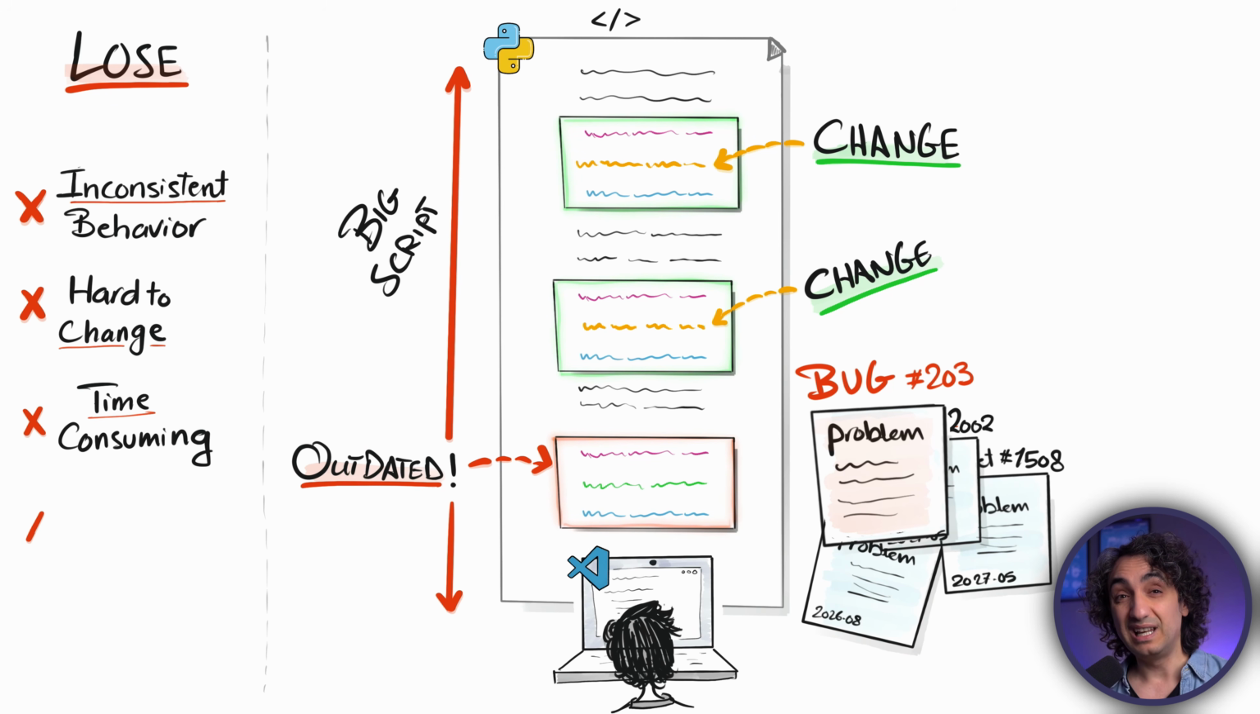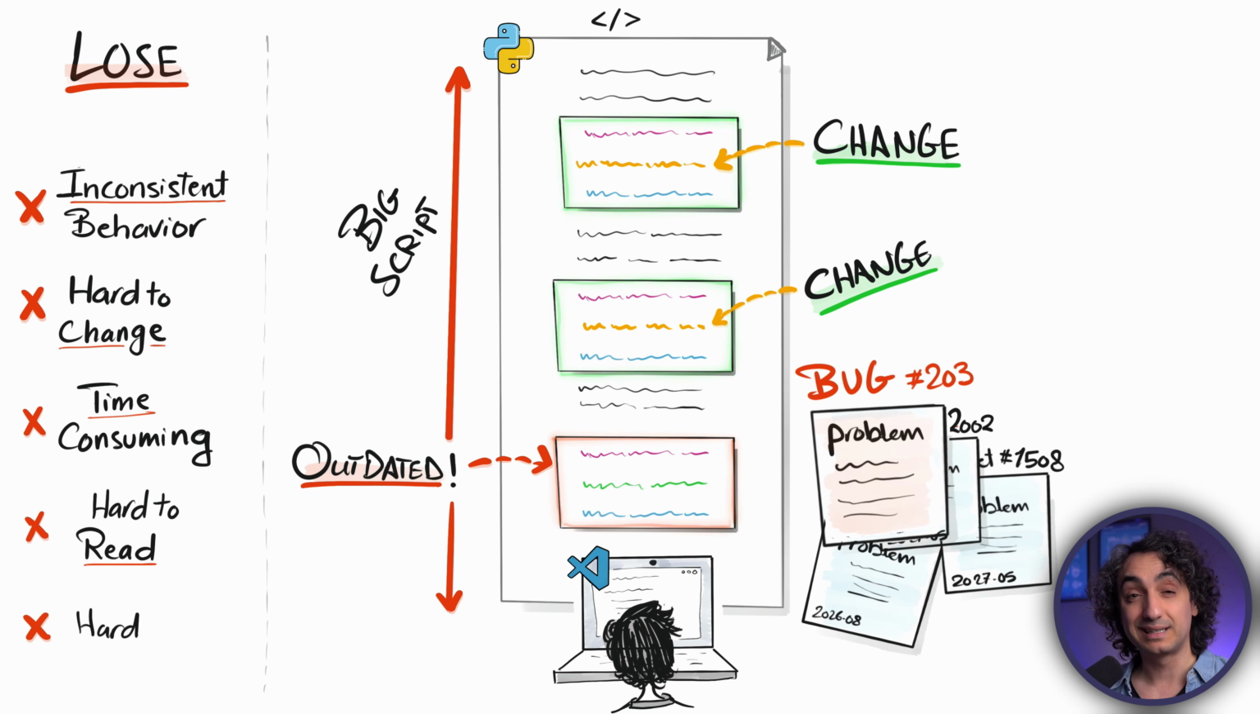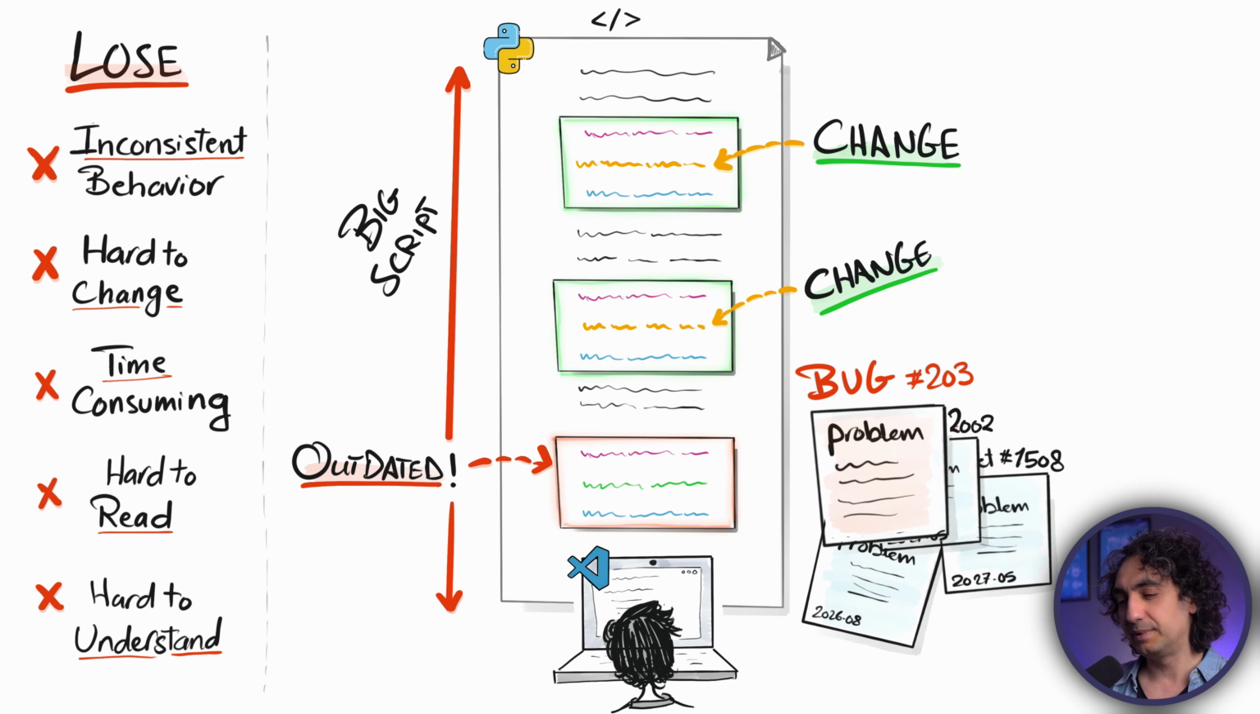So that means if you leave it like this, it's going to be really hard to change. And as well, it's going to be really hard for you to read. It's going to be a really big script. And you're going to get the feeling that it's really risky to touch anything in your code. So the bigger your project gets, the worse this becomes.